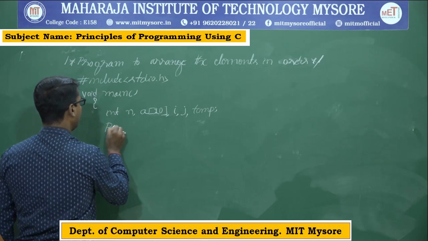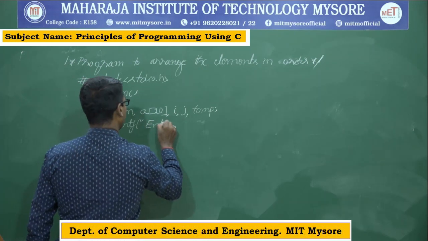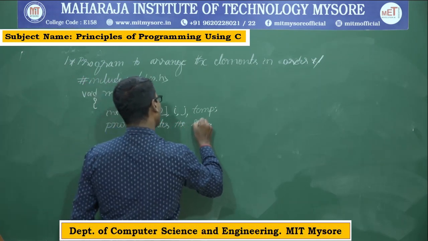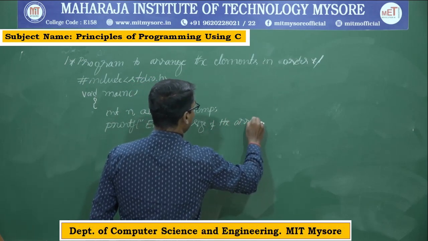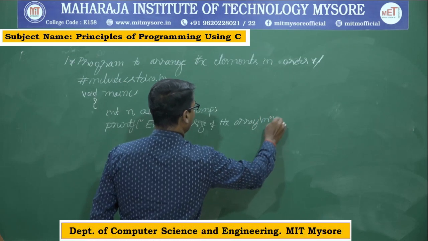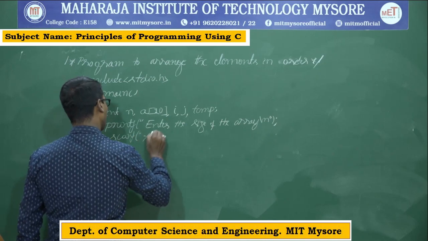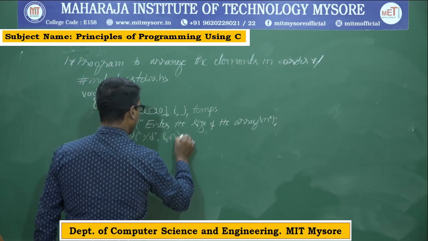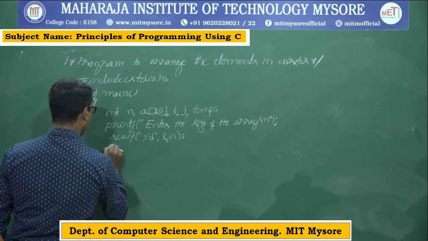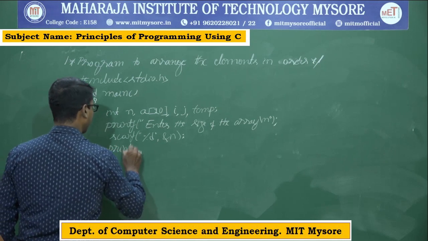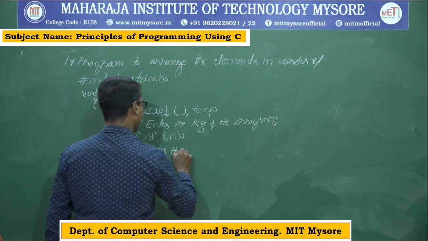Okay, next we need to read the size of the array. printf "enter the size of the array". First we need to read the size of the array. scanf "%d", address of n. After reading the size of the array, we need to enter the array elements. printf "enter the array elements".